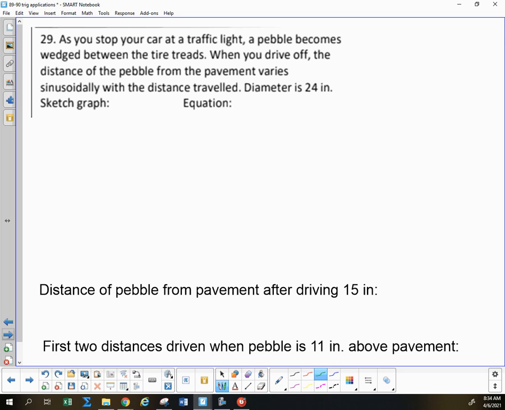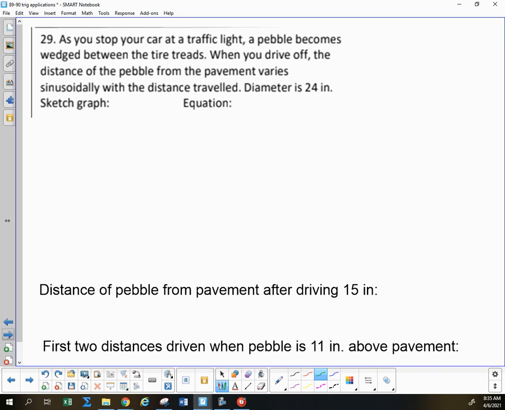So 29. So this one is talking horizontal distance that the car is driving, and vertical distance as a pebble gets stuck in the tire tread as the tire goes over it. So when it first gets stuck, the pebble's on the ground because the tire's going over it. And then the wheel turns and the pebble stays stuck, and so it makes it up to the top of the tire, and then starts coming down, and then touches the ground again, but it still stays stuck in the tire tread, and then it goes up, and then it goes down.